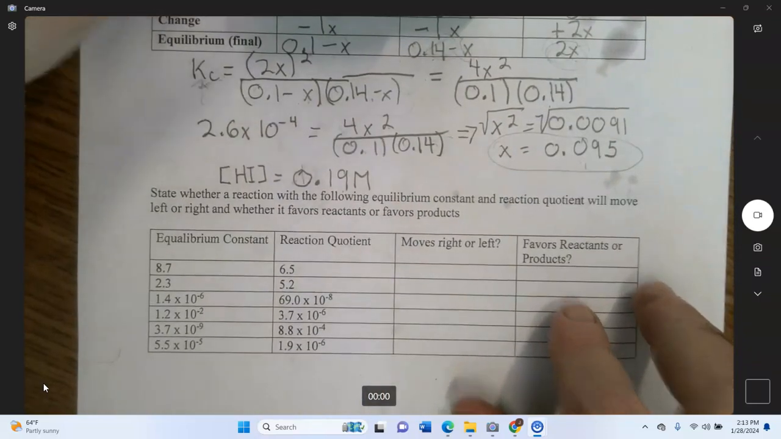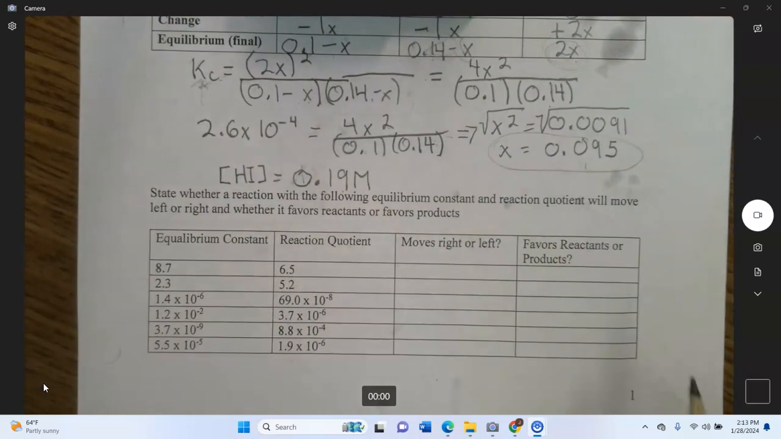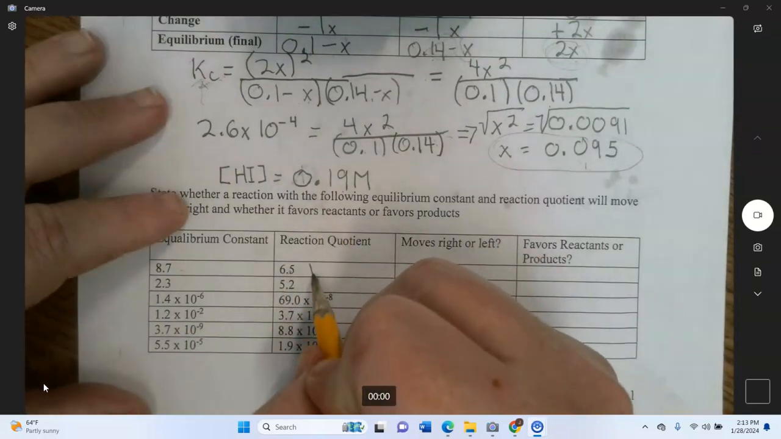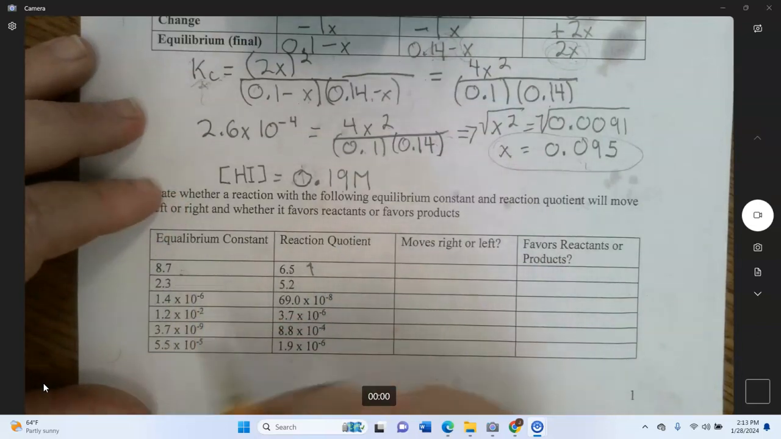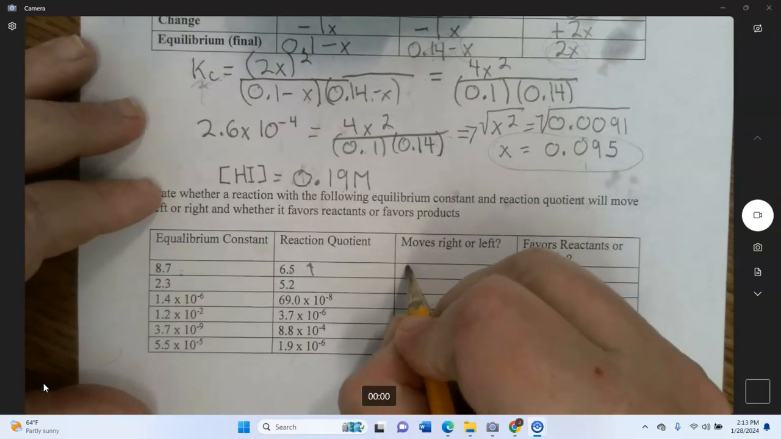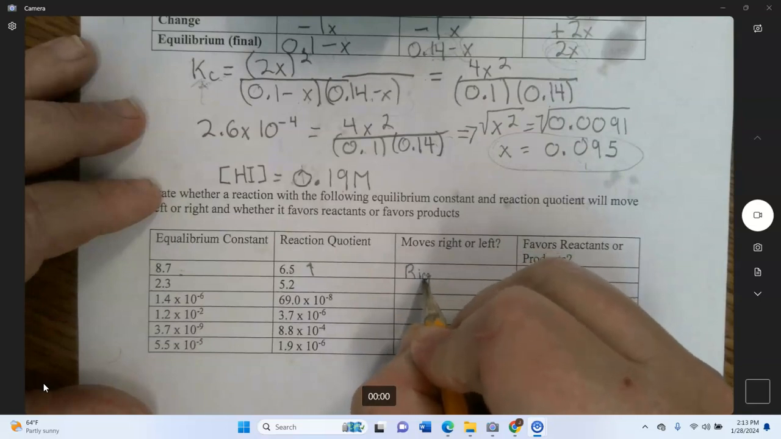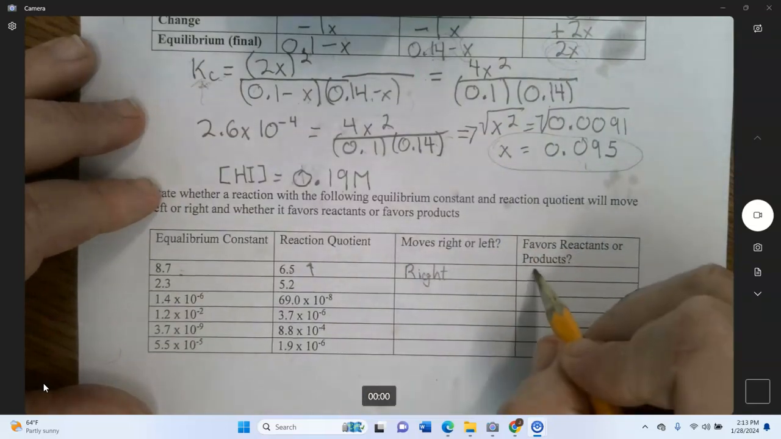All right, so let's go ahead and practice a few of those. So you got an equilibrium constant of 8.7 and a reaction quotient of 6.5. So that means the reaction quotient wants to move up to be 8.7. So it's going to move right. It's going to favor products.